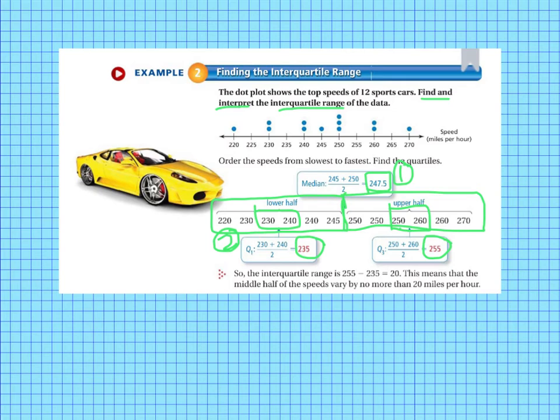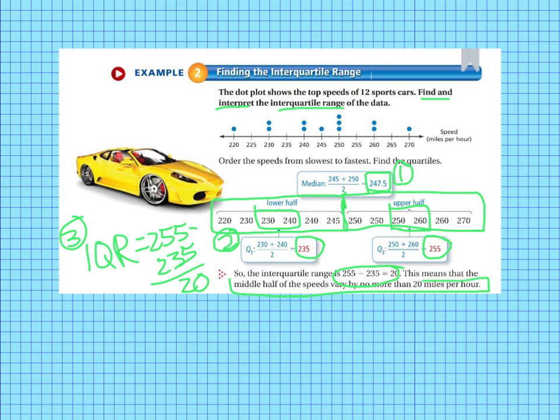And then to find the IQR, which is the interquartile range, you subtract the Q3 minus the Q1. So you take 255 minus 235, which equals 20. That's your third step. So the interquartile range equals 20. And this means that the middle half of the speeds vary by no more than 20 miles per hour. So that's your interpretation of the IQR.